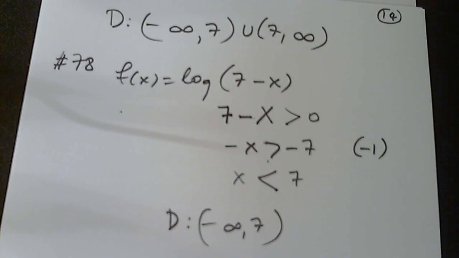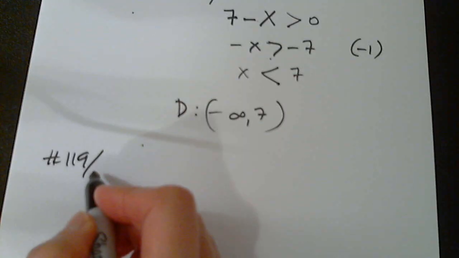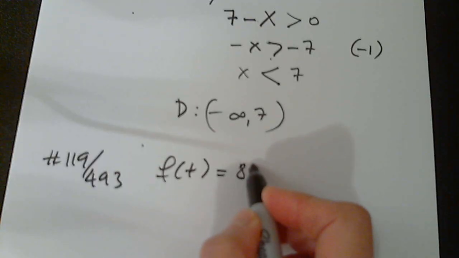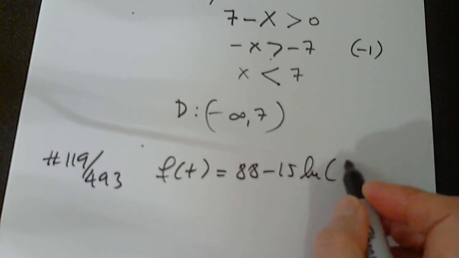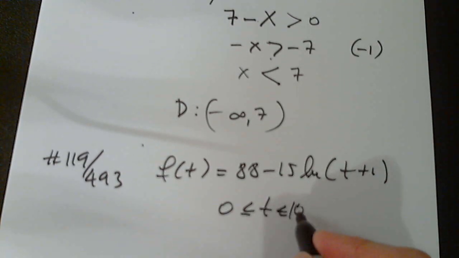The average score for the group f of t, that's the average score. So let me copy the function. This is 119 on page 493. So f of t equals 88 minus 15 times natural log of t plus 1. And t is a number between 0 and 12 months. The average score for the group f of t after t months was modeled by this function. What was the average score on the original exam?